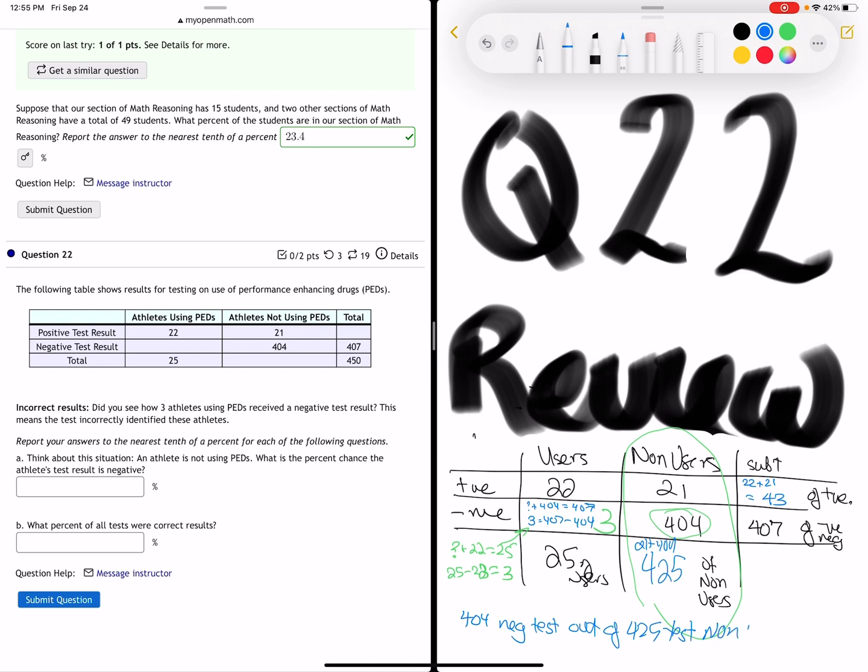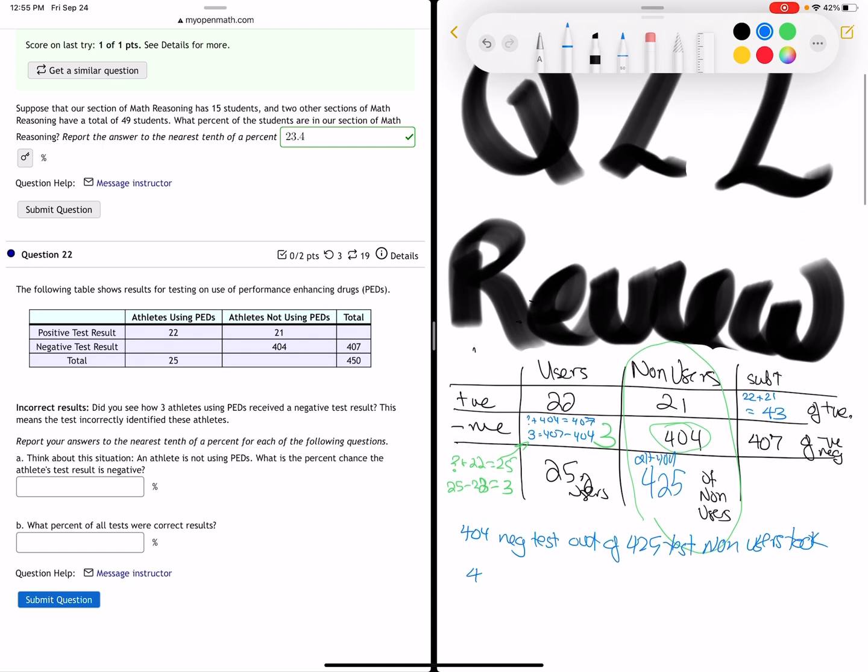Non-users took. So the math we need to do is 404 divided by 425, and then we times it by that 100% because they want the 100%. Let's see if I'll type it in my calculator correct this time. 404. I'm expecting a high number like 90%. Expecting roughly 90 percent or more.